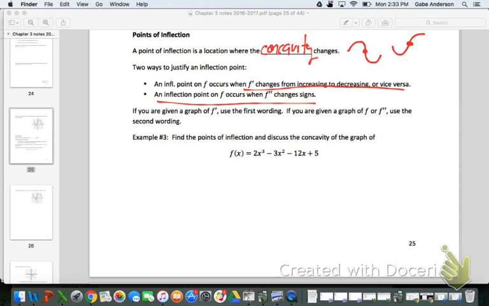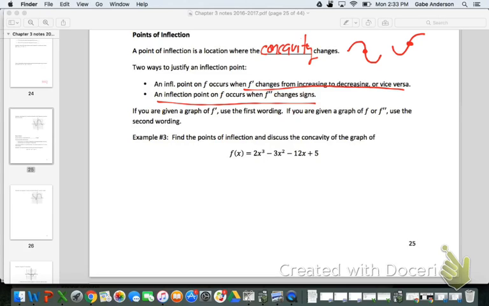So bottom line is, if you're given a graph of f prime, you should consider using the first wording. I think that that's easier. These are both debatable sentences here. But if you're given a graph of f or f double prime, I would encourage you to use the second wording. I say all that to say you might disagree and say I'm going to use this, and that's okay as long as what you write is correct and justifiable. Then it's totally okay.